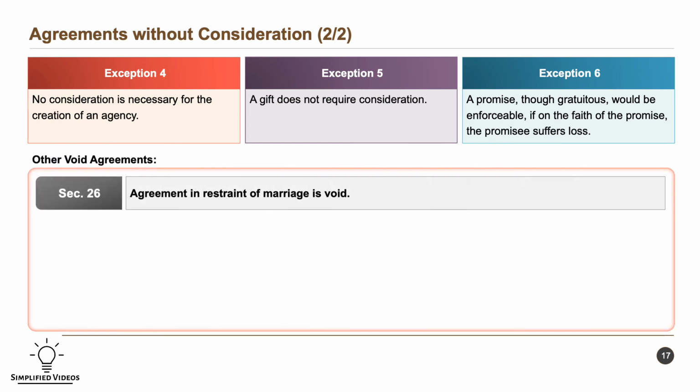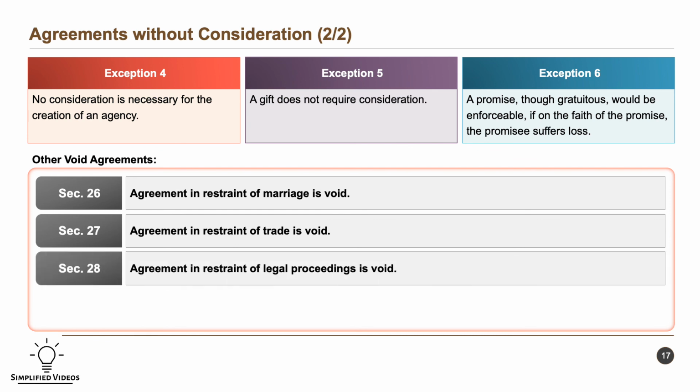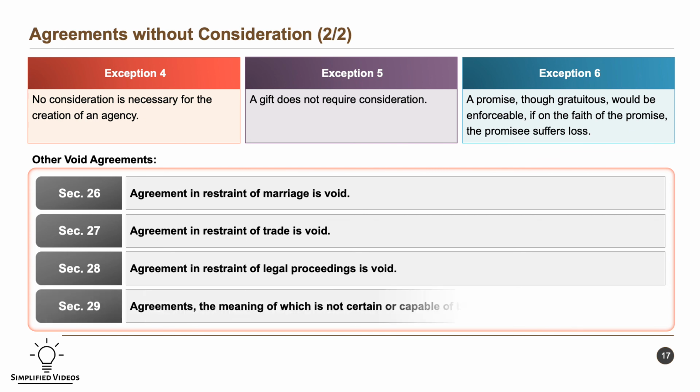Other void agreements. Section 26: an agreement in restraint of marriage is void. Section 27: an agreement in restraint of trade is void. Section 28: an agreement in restraint of legal proceedings is void. Section 29: agreements the meaning of which is not certain or capable of being made certain are void.